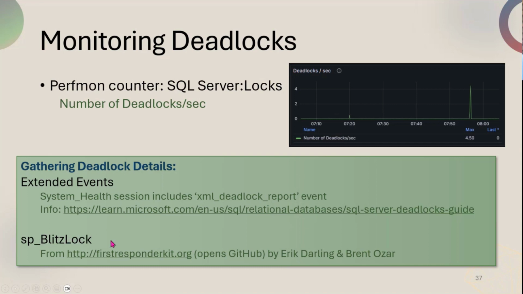I personally like to use sp_BlitzLock from Erik Darling and Brent Ozar to dig into it. It gets the information out of this XML deadlock report so much faster than if I were trying to read through it myself. And then I can take that information, pass it on to the developers or application vendor and say, here's your problem. Go ahead and fix it for me.